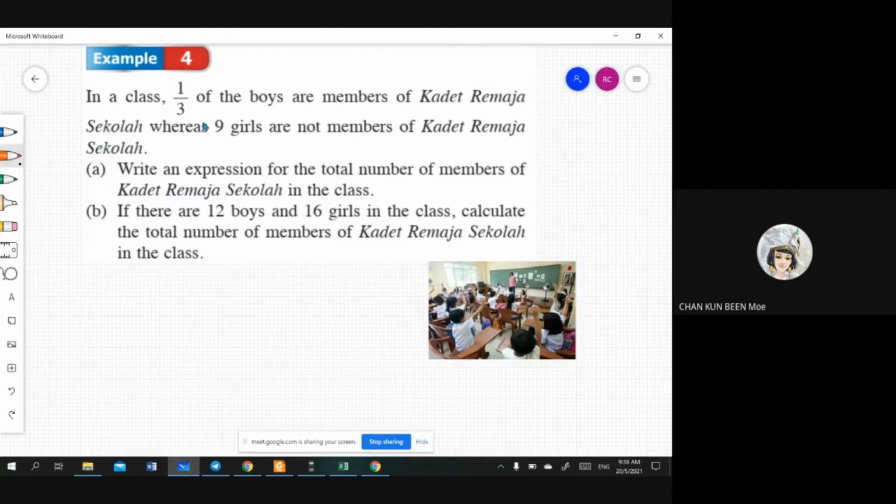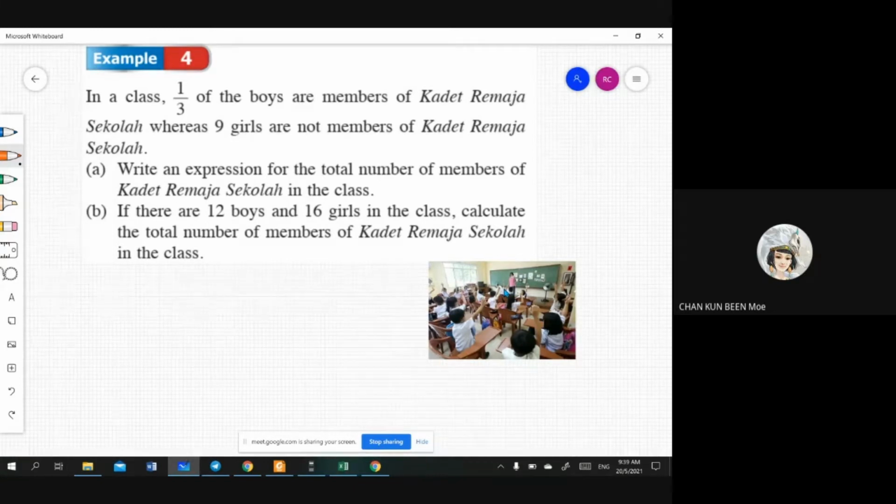In a class, 1/3 of the boys are members of Cadet Remaja, whereas 9 girls are not members of Cadet Remaja Sekolah. So here, before we do any calculation, we assume this is the class. Do you know how many boys and girls are there in the class? No. Don't know, right? So when you don't know how many boys and girls there are, then you have to start making an assumption.